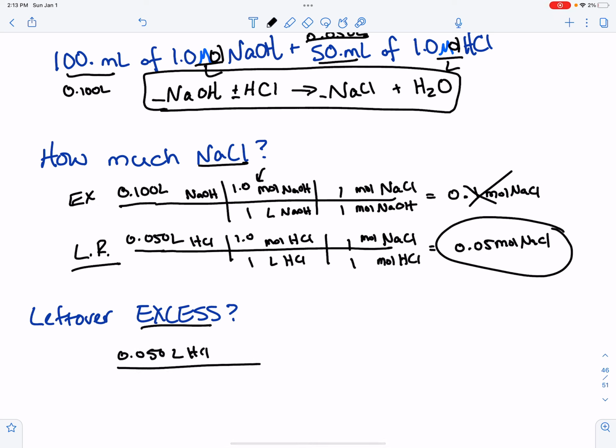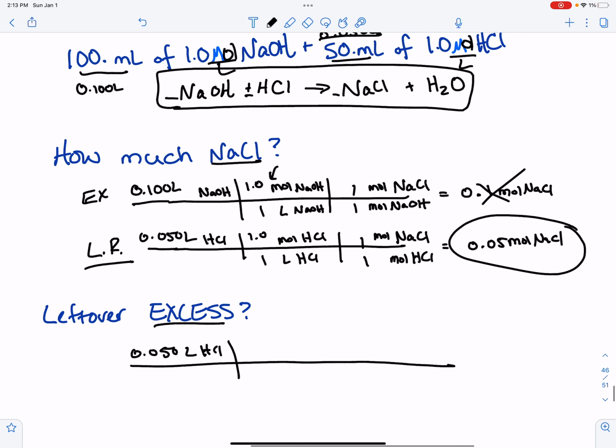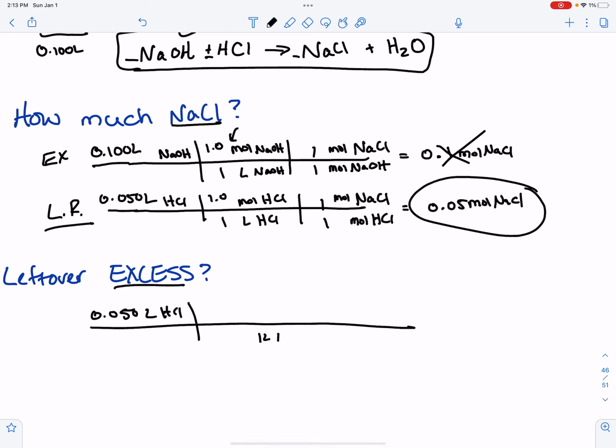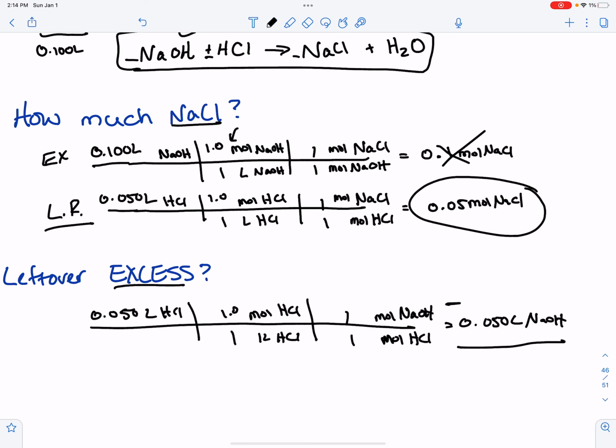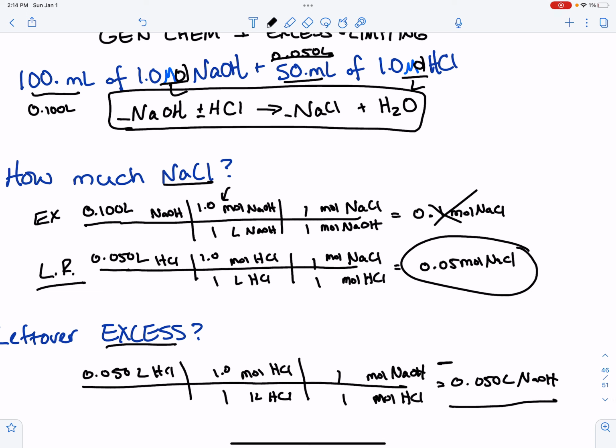My liters of HCl into my moles of NaOH, so I can figure out how many moles of NaOH were actually used. So I will say in 1 liter of HCl, go into moles of HCl, and then I'll go from moles of HCl into moles of NaOH. And then this was 1, and that was 1 to 1. So I've used 0.050 moles of NaOH. And then to find out how much is left over, I have to subtract out the initial amount that I had. That's not liters, that's moles of NaOH.